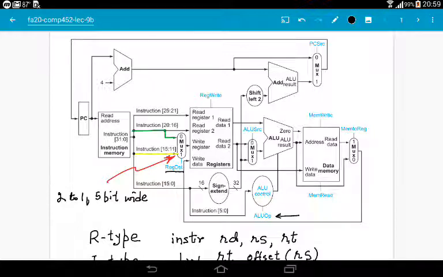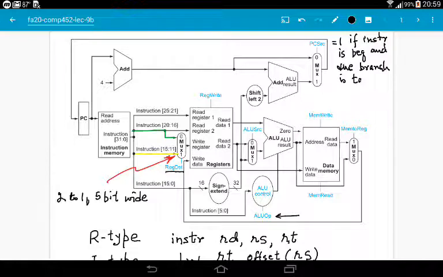Okay, so PC source is 1 if the instruction is branch if equal and the branch is taken, and the branch is taken, which means that the two registers have the same value in them. Otherwise it's 0. Okay, all right.